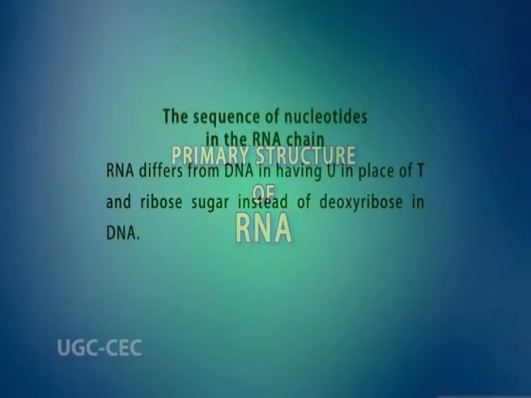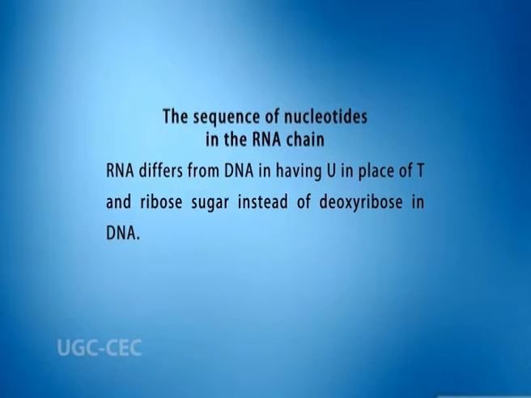The most commonly seen form of higher level organization of nucleic acids is seen in the form of chromatin, which leads to its interactions with the small proteins called histones. Also, the quaternary structure refers to the interaction between separate RNA units in the ribosome or spliceosome. Primary structure of RNA. The sequence of nucleotides in the RNA chain. RNA differs from DNA in having uracil in place of thymine and ribose sugar instead of deoxyribose in DNA.